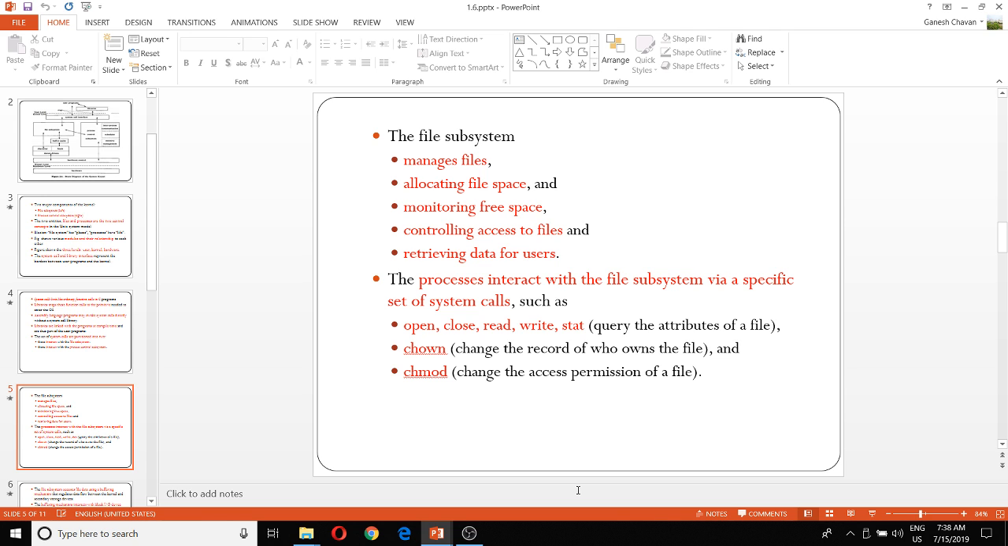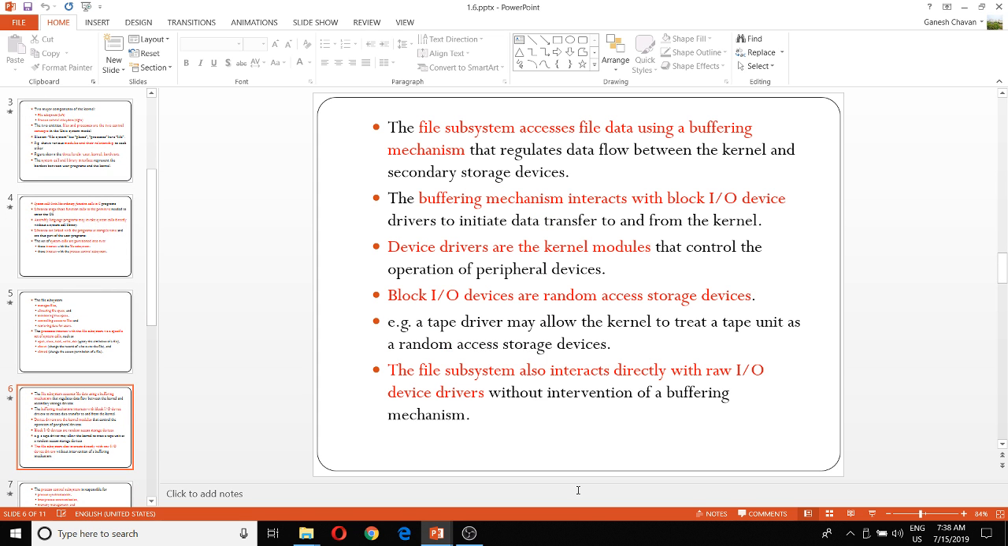read, write, stat, to query the attributes of a file. Then we have chown, to change the record of who owns the file, and chmod, to change the access permissions of a file. The file subsystem accesses the file data using a buffering mechanism that regulates data flow between the kernel and the secondary storage devices.